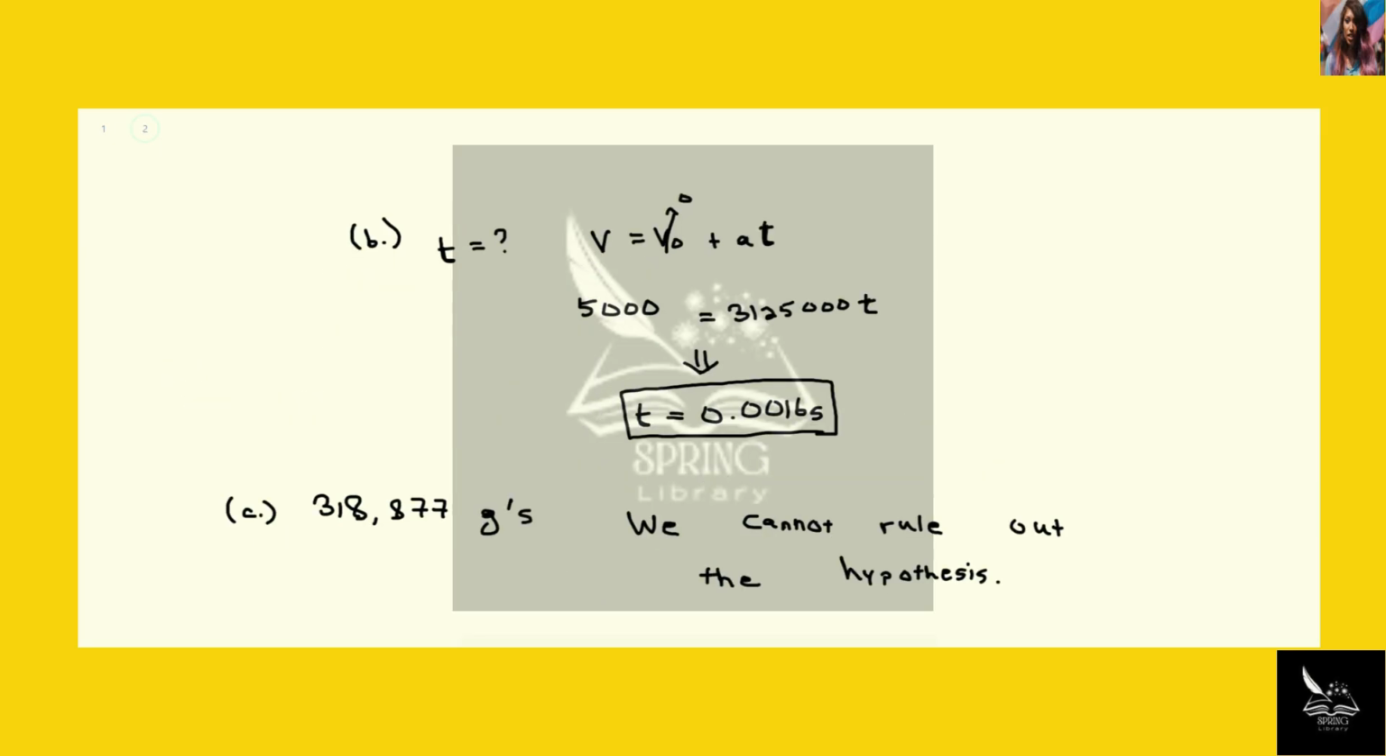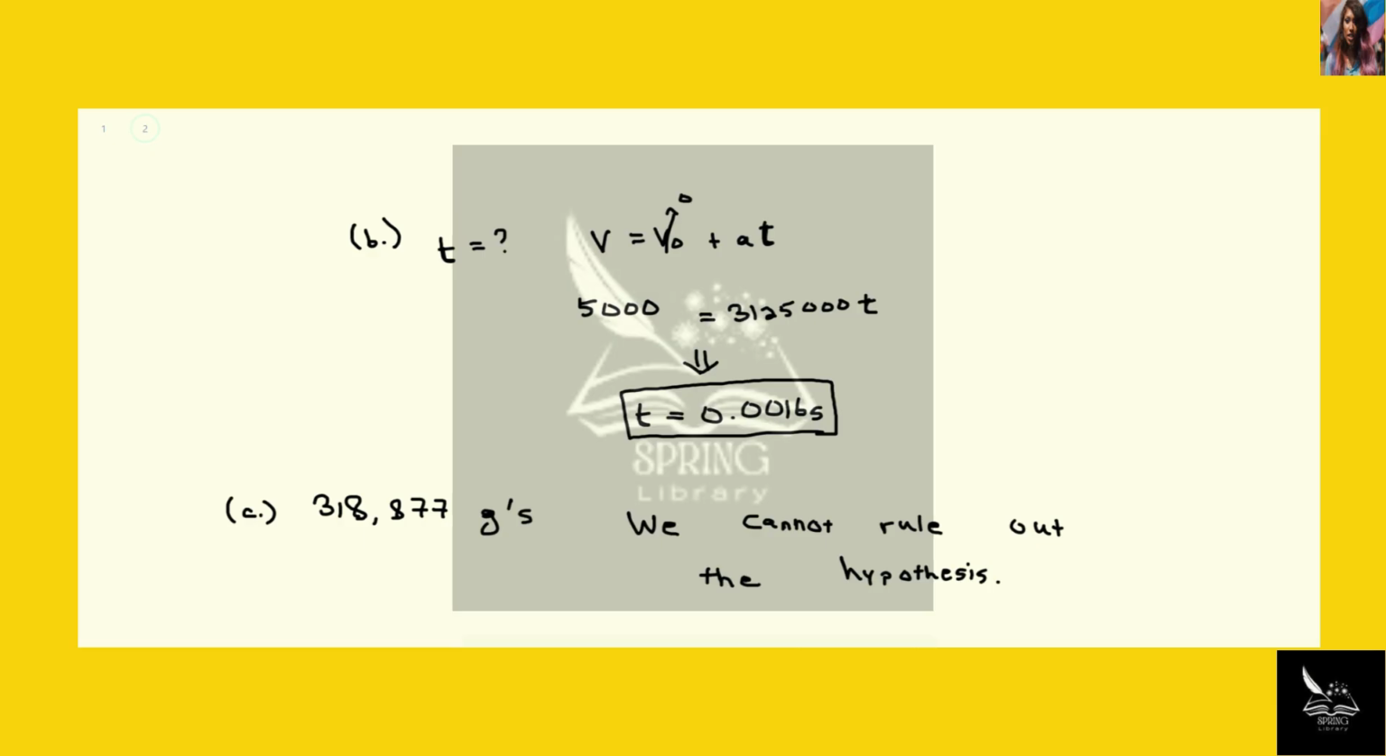Part B asks for the time. And to get this, I use another kinematic equation, that v is equal to v naught plus a times t. Now v naught is 0, and a was calculated in part A as 3,125,000. And so plugging in 5,000 for v, that big number for a, and then solving for t, I get a t value of 0.0016 seconds.